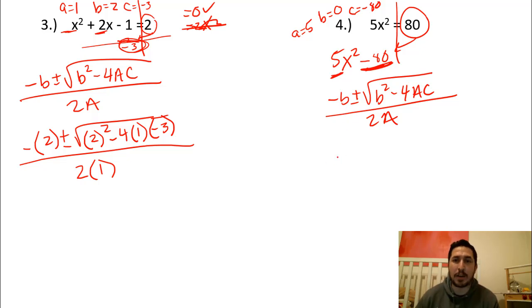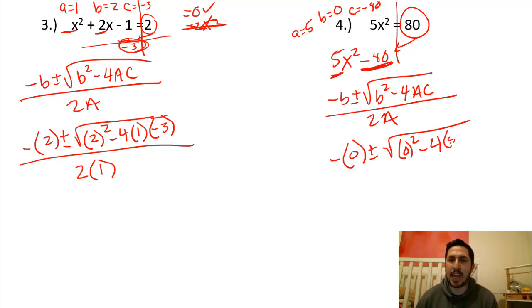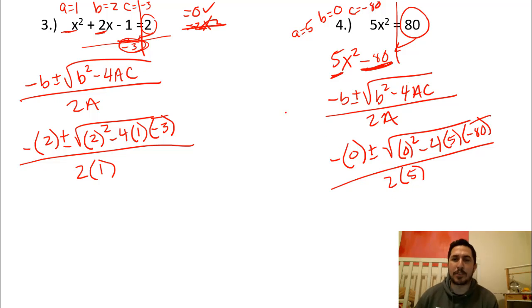Now I just got to type it in correctly. Here we go. So I got negative b. What was the b value? 0. Plus or minus the square root of b squared. What was b squared? Oh, yeah, 0. Minus 4 times a. What's the a value? 5. Times parentheses -80. All over 2 parentheses. What was the a value? Oh, yeah, 5. This is what I'm going to type in the calculator so I can get my answers.